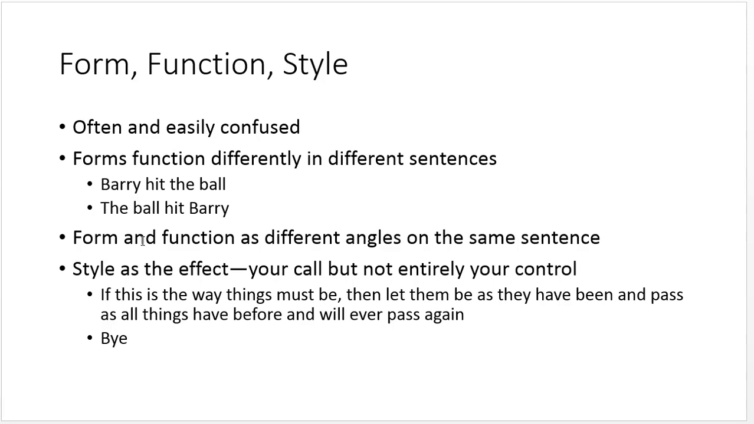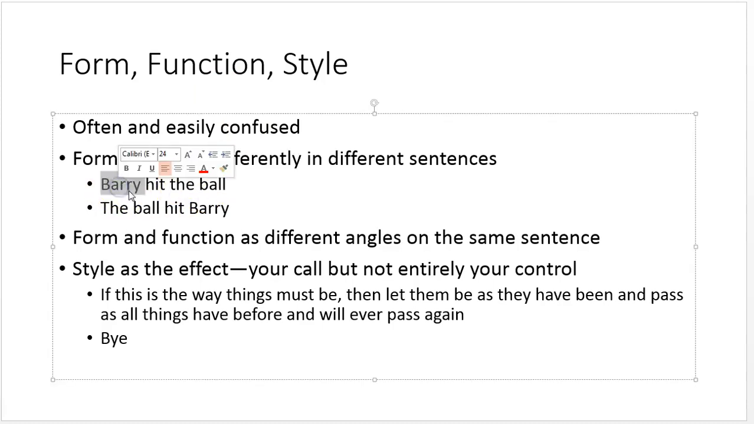Form functions differently in different sentences. A noun can be a subject, but a noun can also function as an object. So Barry is a noun. Hit is a verb. The ball is a noun. Okay? Noun, verb, noun. Noun at the end here. But Barry functions as the subject. Hit functions as the verb. The ball functions as the object.